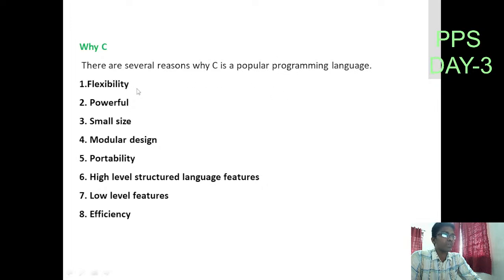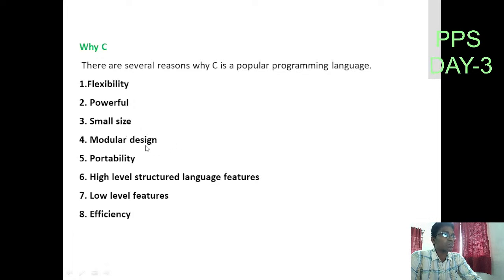So that is called flexibility. Next, powerful. C programming is not implemented only for a particular area of applications. It can be used for all general purposes. That's why it is one of the powerful programming languages. Then small size. You can write programs in a small size by using different types of built-in functions. We can implement the program in smaller size.